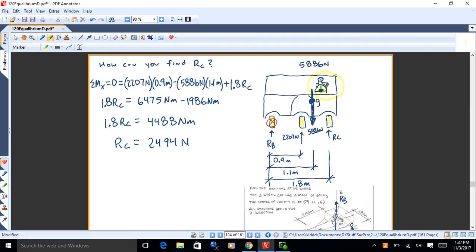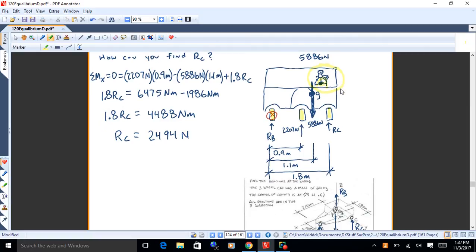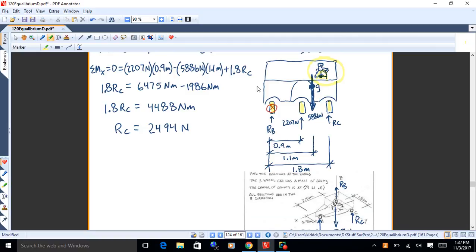Okay, so we're looking at the front of the car. We're using those dimensions. 0.9 is the distance from B to the middle wheel. The center of gravity's offset over there to the right. That was given as a coordinate, so that's 1.1. And then 1.8 to the wheel C. So notice I'm doing the same sort of thing I did before. I've got everything dimensioned from B because I know I'm taking moments about B.